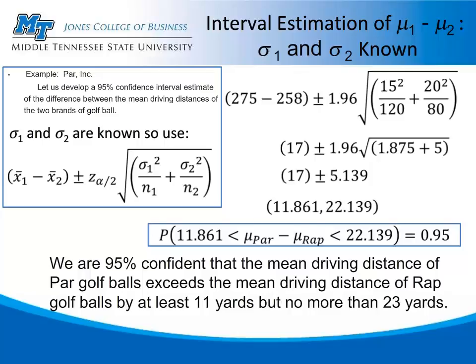The upper bound is 22.139. So if I go out to 23, it's certainly not going to be any more than that, if that 95% confidence level is between 11.861 and 22.139. But actually we're a little bit more than 95% confident that the par golf ball is going to exceed the mean driving distance of the wrap by at least 11 yards, but no more than 23 yards.